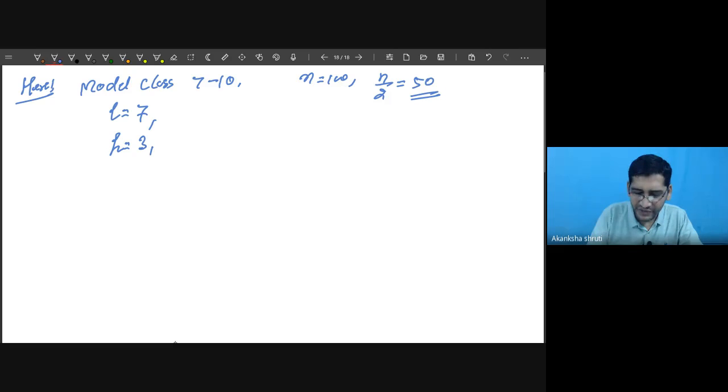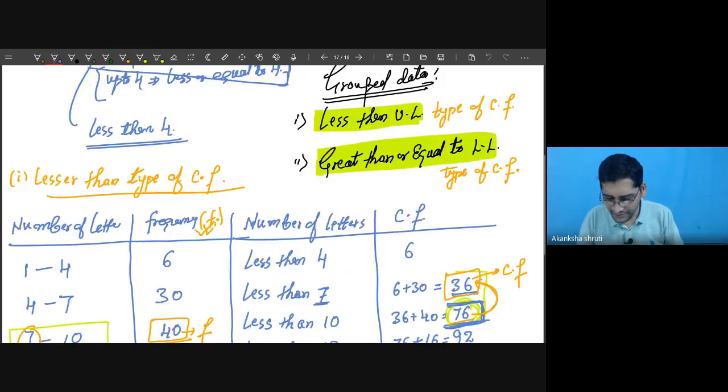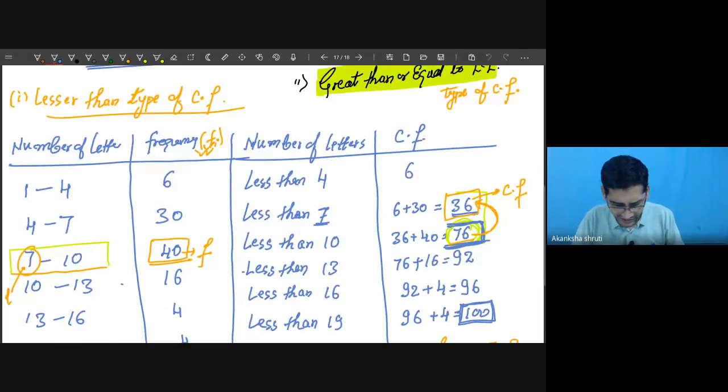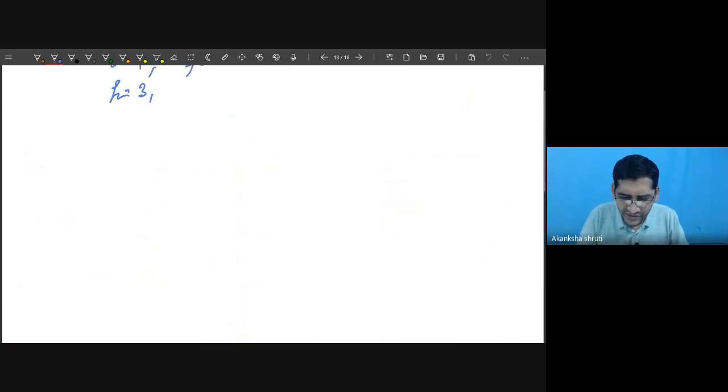Then the frequency of this modal class that we had taken, the frequency was how much, students? Are you people sleeping? Cannot you assist me? So it is 40.